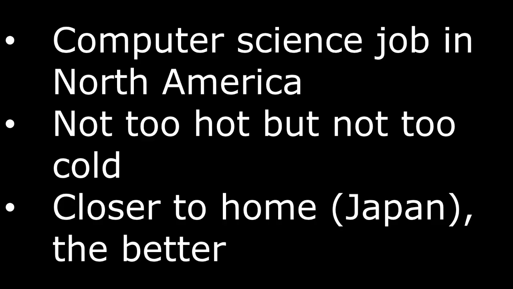So here we have three requirements, and we're going to be taking different scales of analysis to find population distribution and explain it a little bit. So we have a description about someone who wants to migrate to North America. They want a computer science job. They want to live somewhere it's not too hot but not too cold, and they want to stay closer to home, which is Japan, to travel. It's not said, but they want to travel.